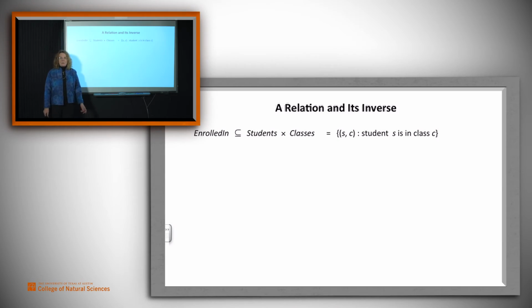Now let's look at our enrolled in relation. Recall that it relates students to the classes that they're taking. And that lets us do one step. Now let's consider what's the inverse of enrolled in.